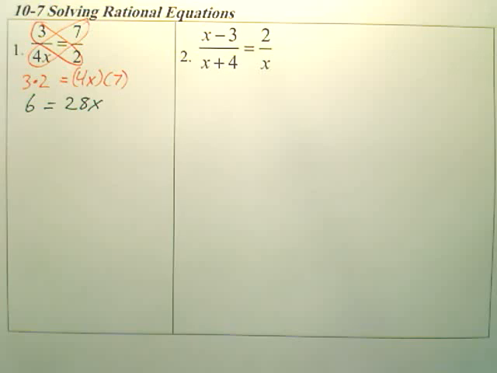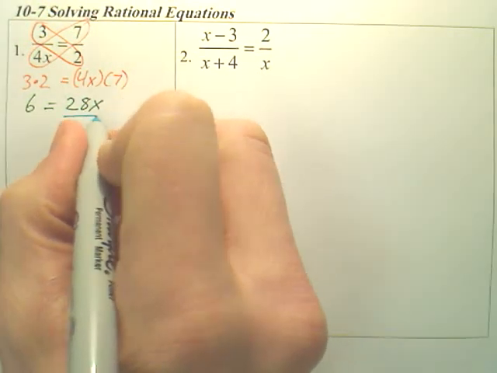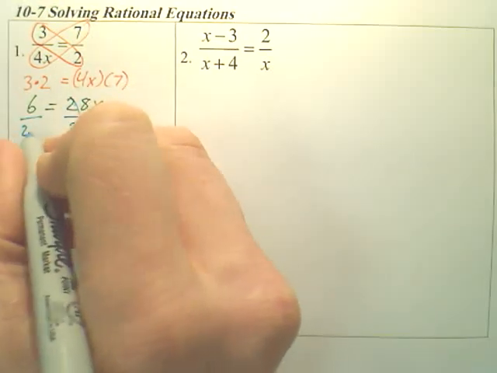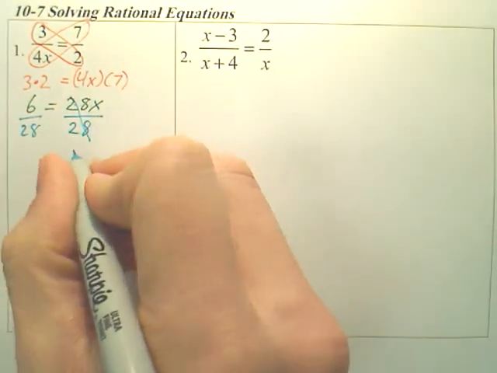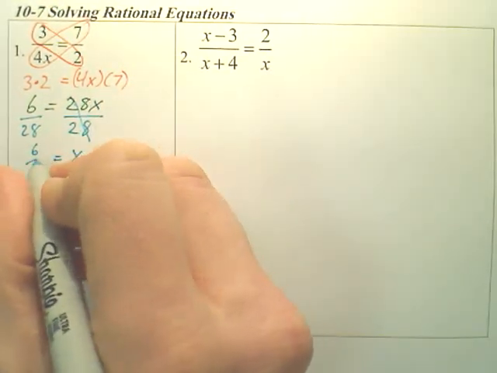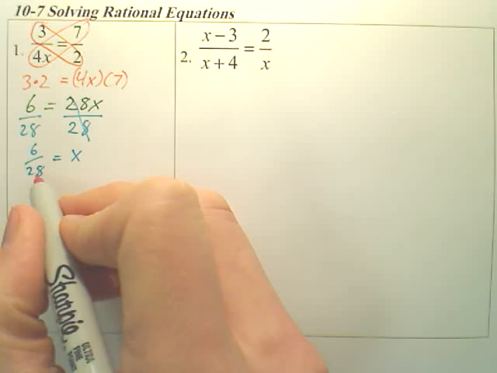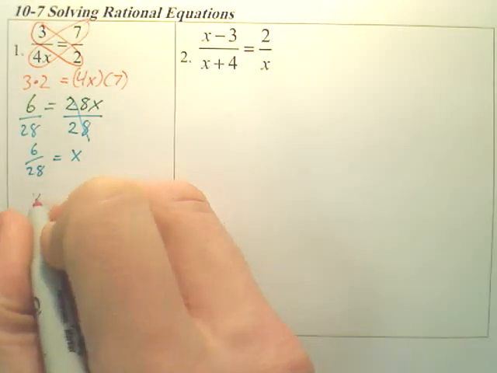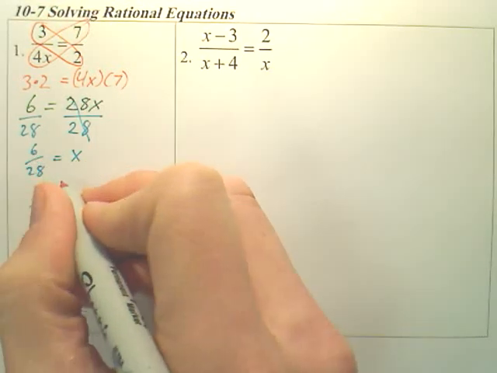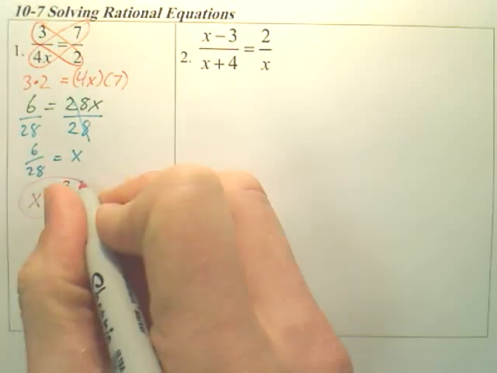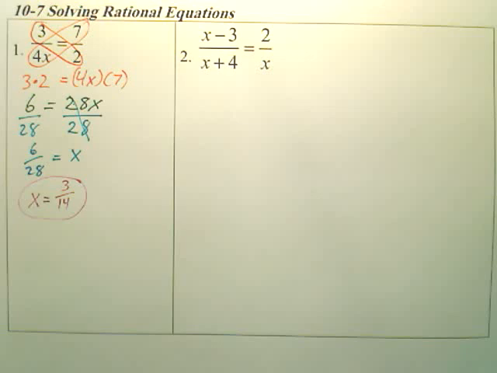Now if I want to find out what x is, I'll get x by itself, so to get rid of this 28 you divide by it. So it looks like x equals 6 over 28, which reduces. Let's see, what goes into both the 6 and 28? I think 2 does. 2 goes into 6 three times, and into 28 fourteen times. So 3/14 will be your answer.